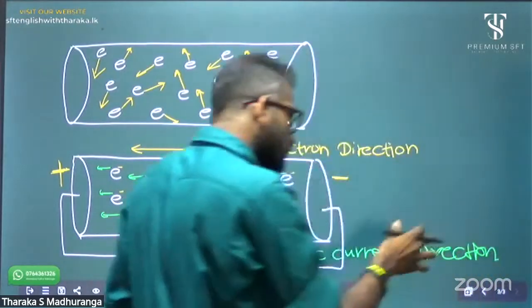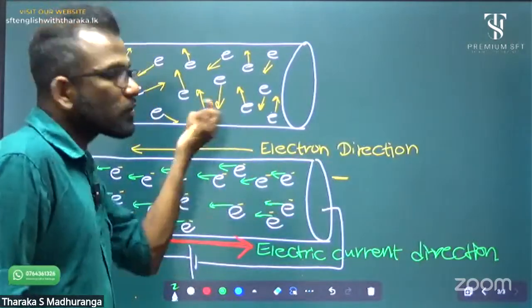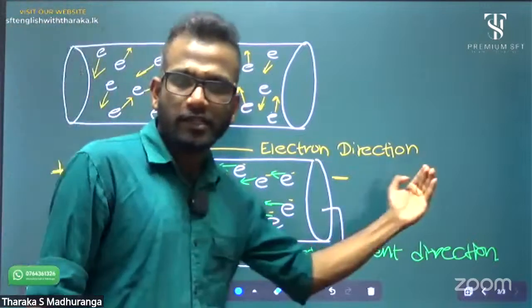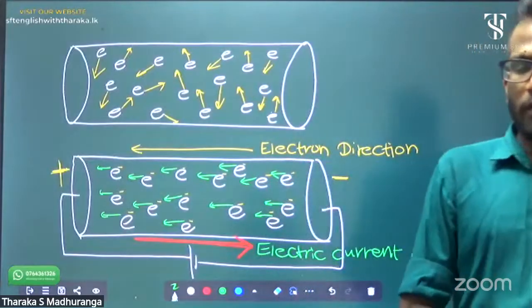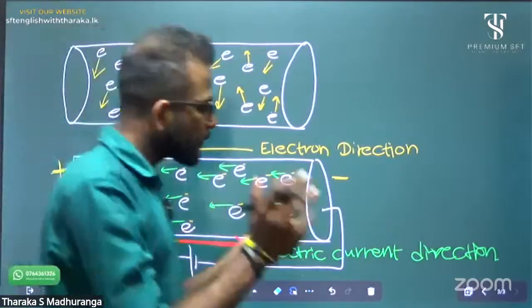The electric current direction, always remember, is opposite to the electron direction. This is the electron direction. The electric current direction is opposite to the free electron direction. Okay, this is the basic story. I will summarize again.